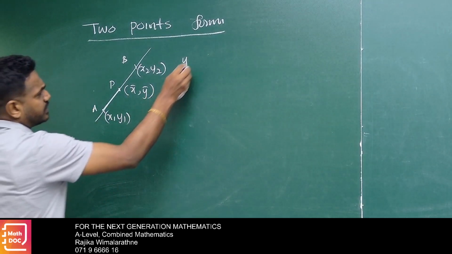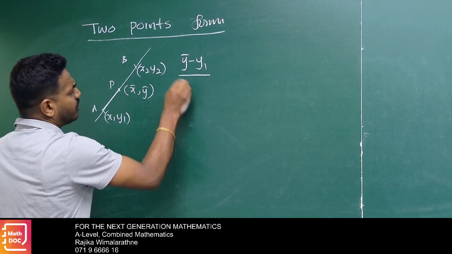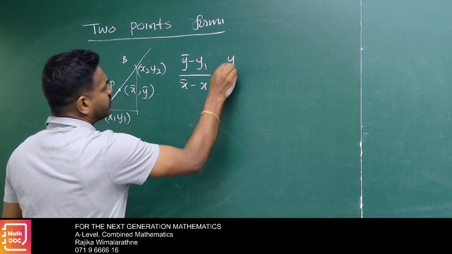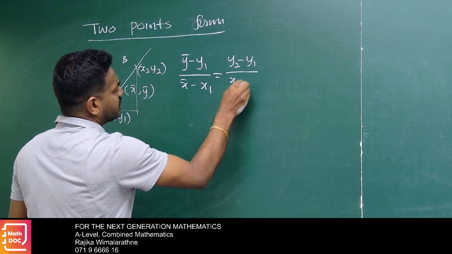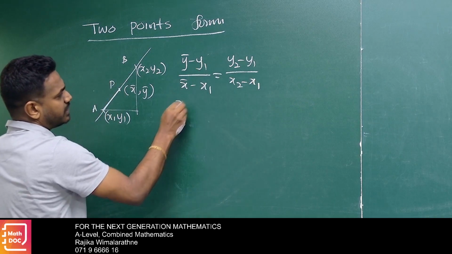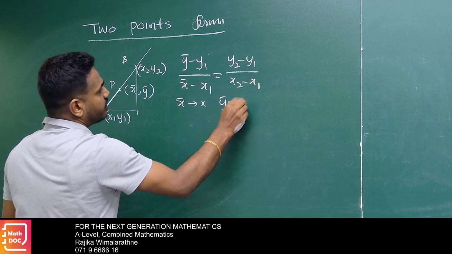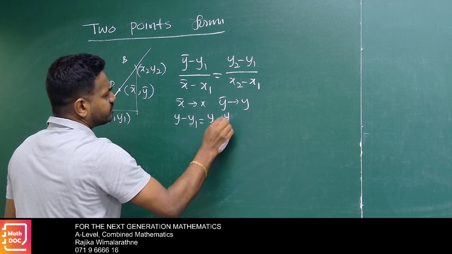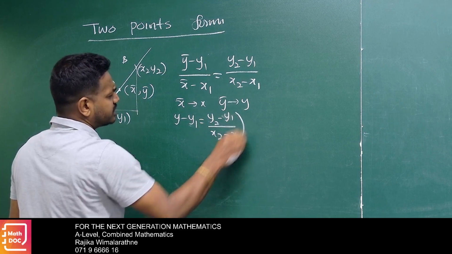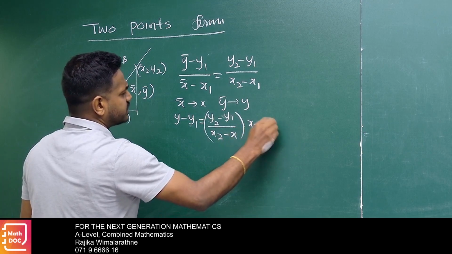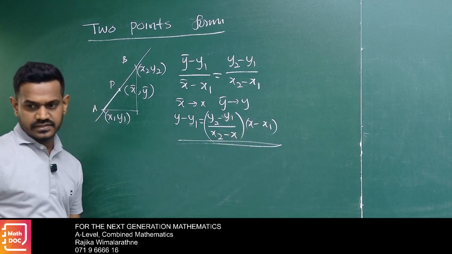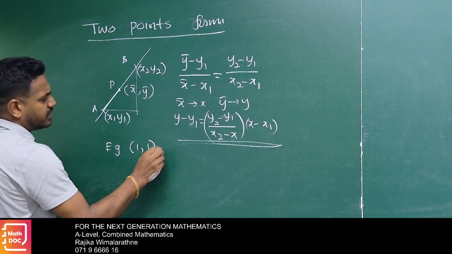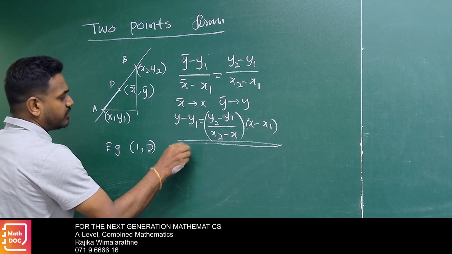(y bar minus y1) over (x bar minus x1) equals (y2 minus y1) over (x2 minus x1). Now cross multiply and replace x bar by x, y bar by y. Y minus y1 equals (y2 minus y1) over (x2 minus x1) times (x minus x1). Here it is. Okay.